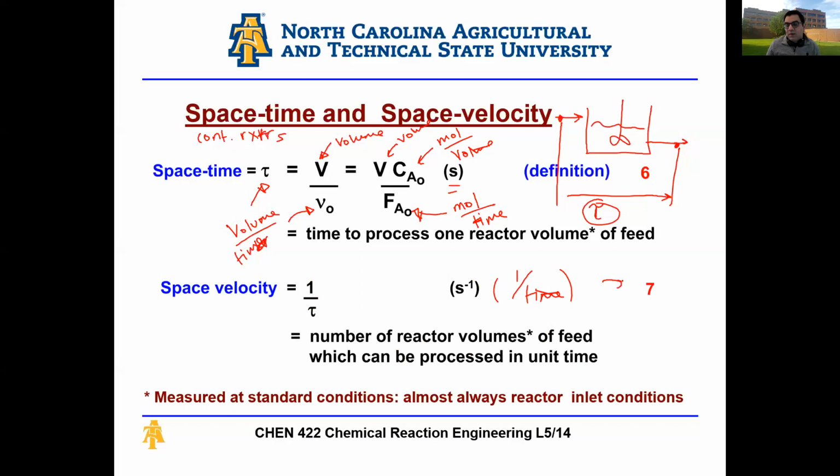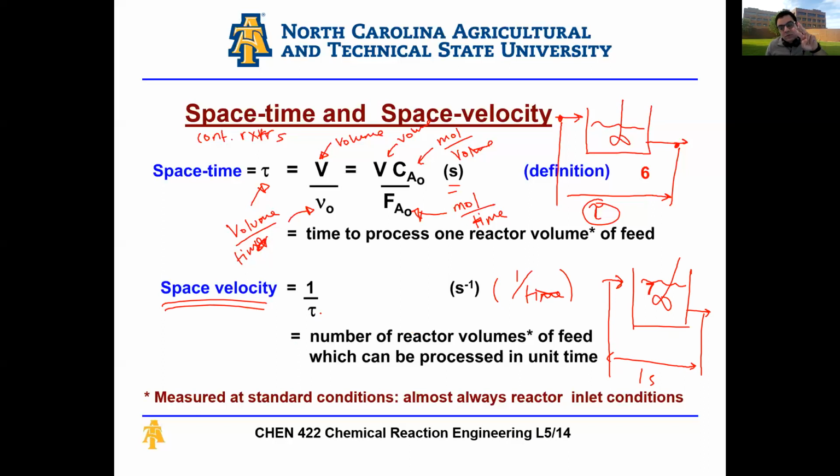If you have a batch reactor here, and I want to find out how many reactor volumes I can process in 1 second, so if I look at 1 second, how many reactor volumes get processed, the space velocity gives you an indication of this parameter.